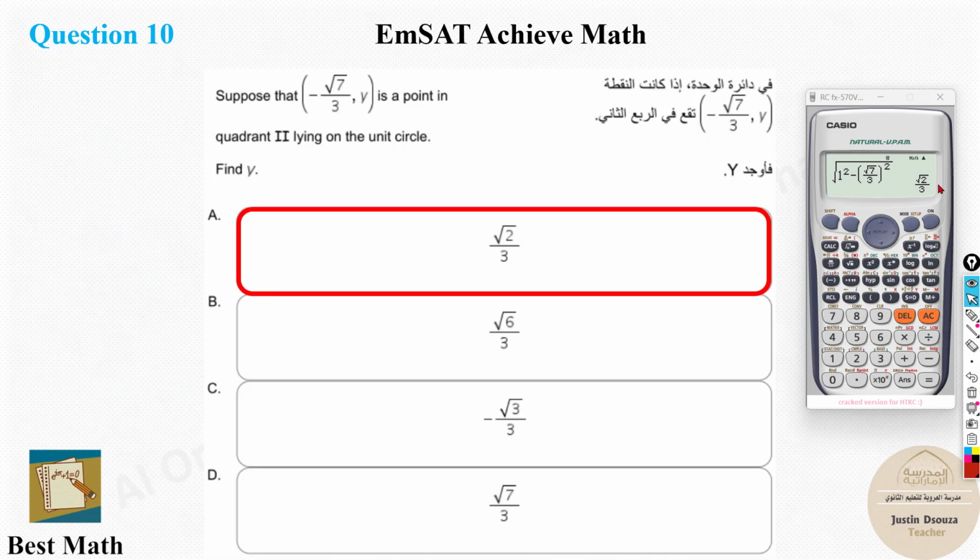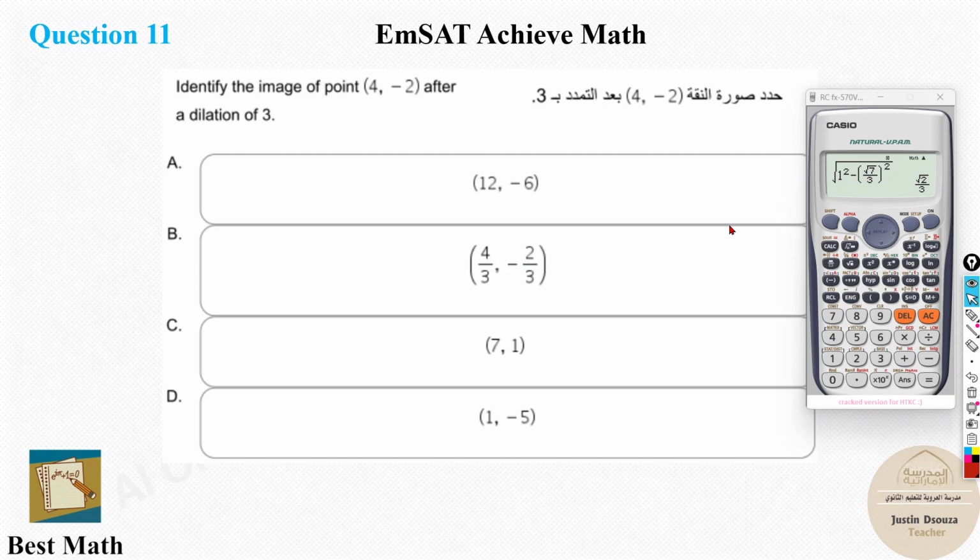That's the answer, root 2 by 3. Identify the image of point 4 comma minus 2 after dilation of 3. Dilation means you're just increasing.